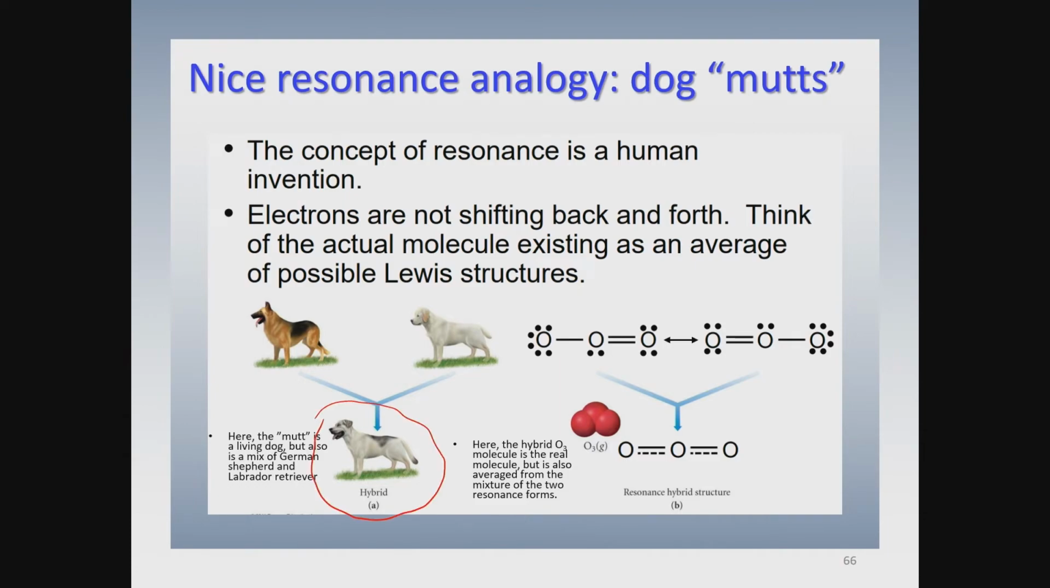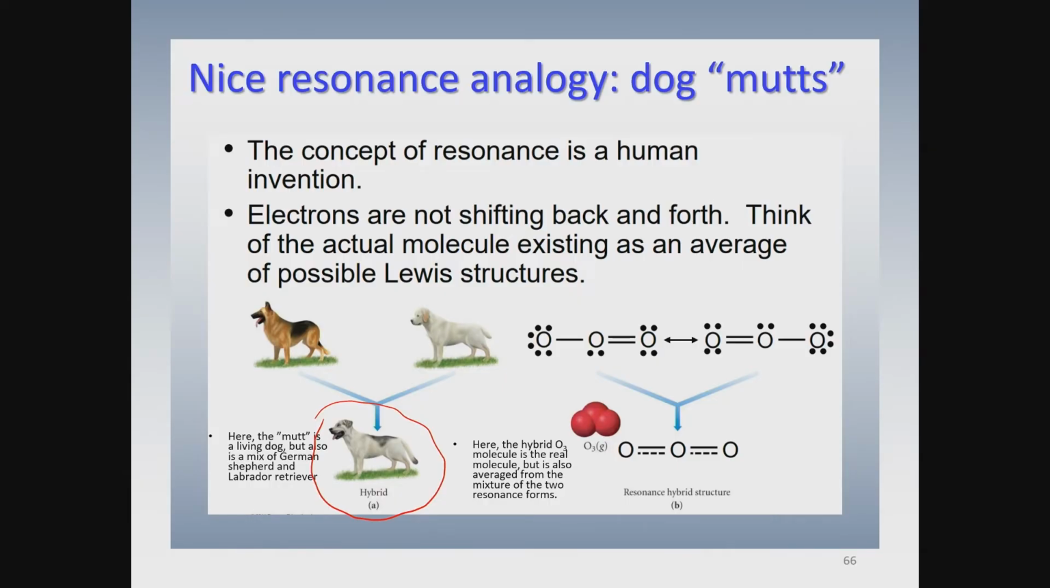If you are the owner of this dog, this mutt, it's a real live dog, right? And you might describe it by saying, well, this dog has partly German Shepherd properties and Labrador Retriever properties. Now, this does not mean that the left half of the dog is a German Shepherd and the right half of the dog is a Labrador Retriever. You're just saying that these are the two breeds that exist and that you merged into this new dog, this mutt.